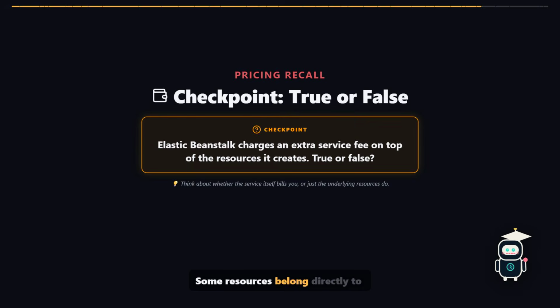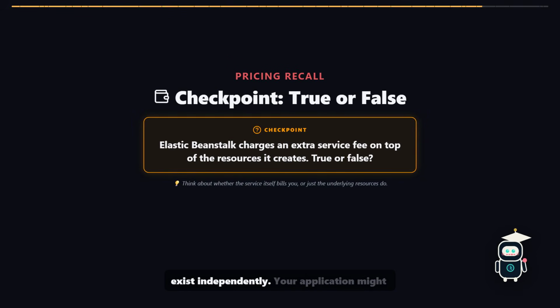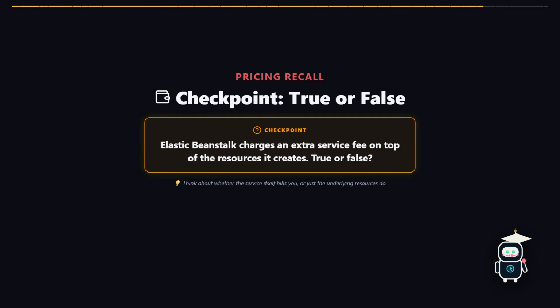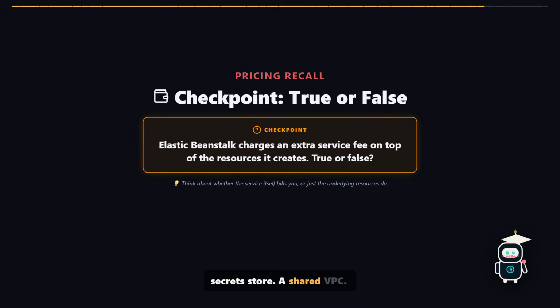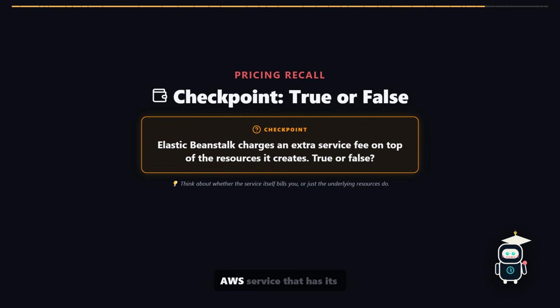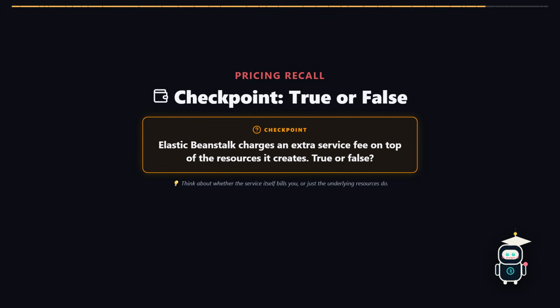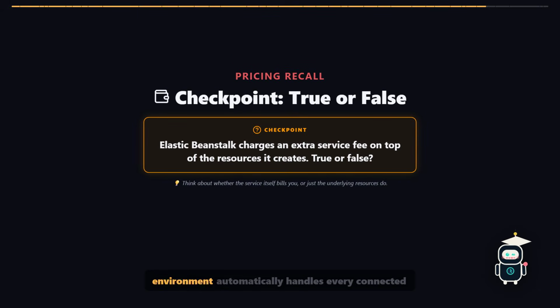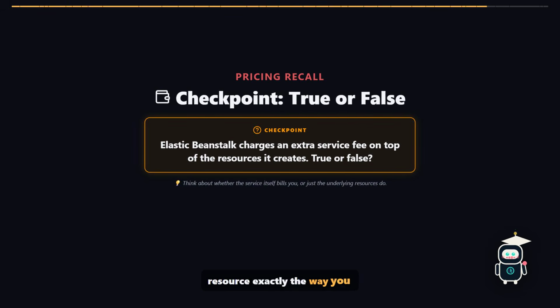Some resources belong directly to the environment. Other resources may exist independently. Your application might connect to an external RDS database, an S3 bucket, a secret store, a shared VPC, a DNS record, or another AWS service that has its own lifecycle. You should never assume that deleting the application environment automatically handles every connected resource exactly the way you want.